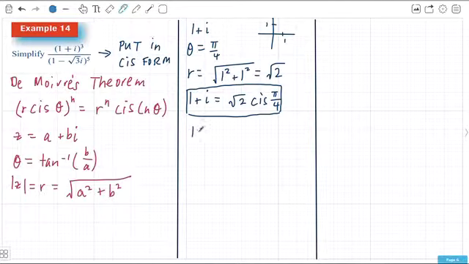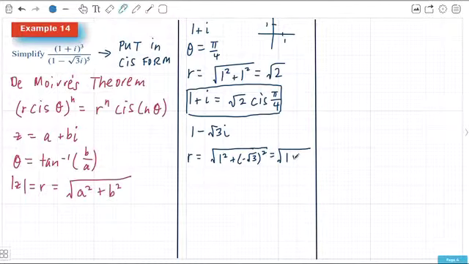Dealing with the next complex number, we've got 1 minus root 3 i. This one we're going to need to use our formulas a bit more for. So first of all, I'll find what r is, the square root of the real part squared plus the imaginary part squared, which is equal to the square root of 1 plus 3, which is the square root of 4, which is 2. So r is 2.